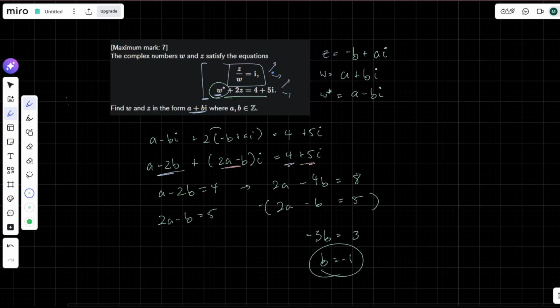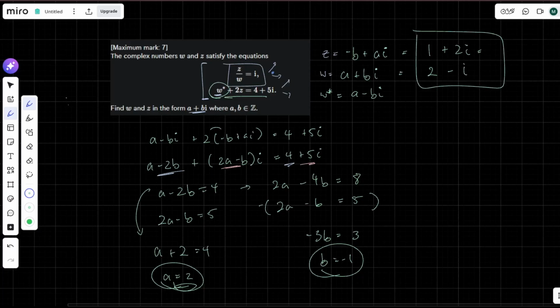And then we come back over and we just solve the rest of this. So it's a plus 2 equals 4. That is from this equation. So we're plugging minus 1 in. Negative 2 becomes positive 2. A becomes 2. And so what are w and z in the form of a plus bi? Well, z, if we say b is minus 1, it should be 1 plus 2i. And w ought to be 2 minus I. And those should be our solutions. This is z, this is w.